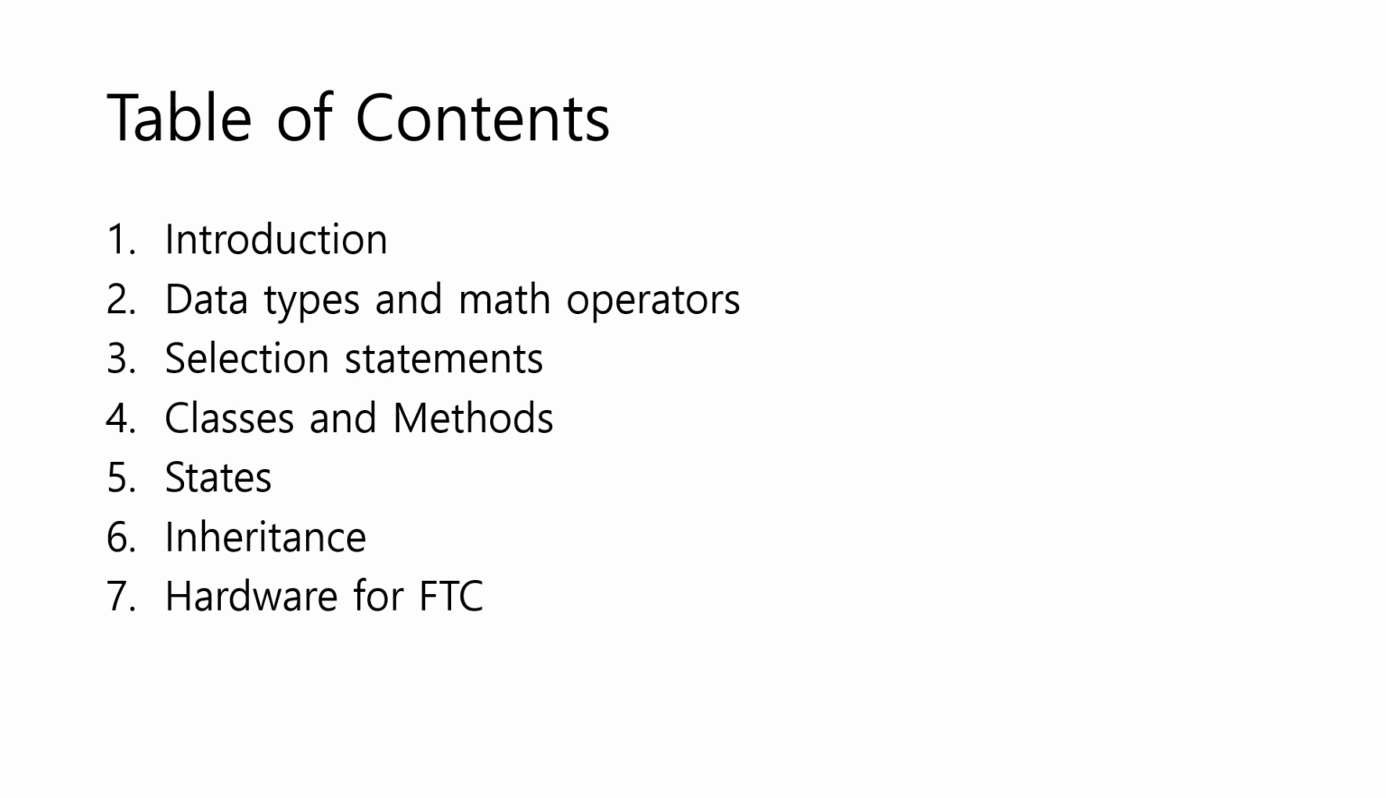The next is selection statements, in which we will learn about if statements and for statements and while statements. Then we have classes and methods, and in this part we're going to learn about what classes are that we've been using as example codes but haven't really understood about. We're going to learn about methods that we can actually use to make our robots move.